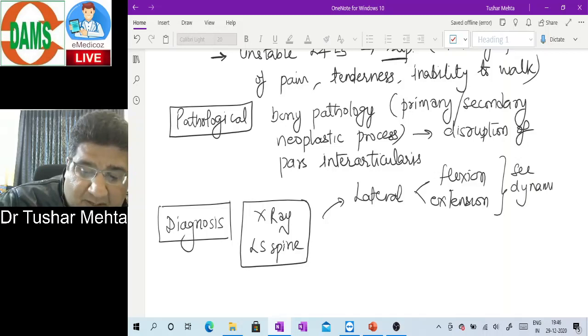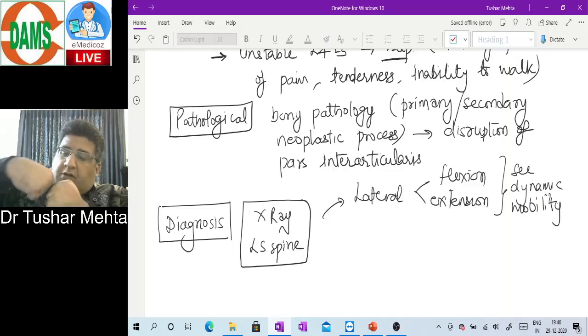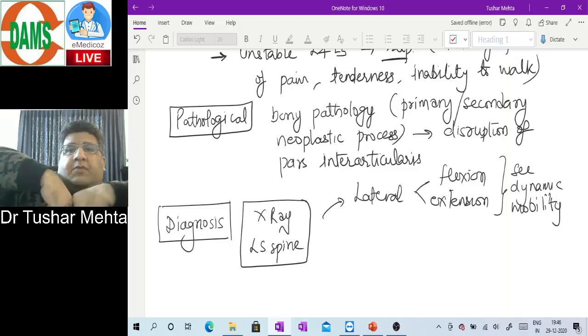I mean, just imagine that there's a slippage. With this you can see the dynamicity of the slip. There are certain slips I have seen in my life. There are certain slips.